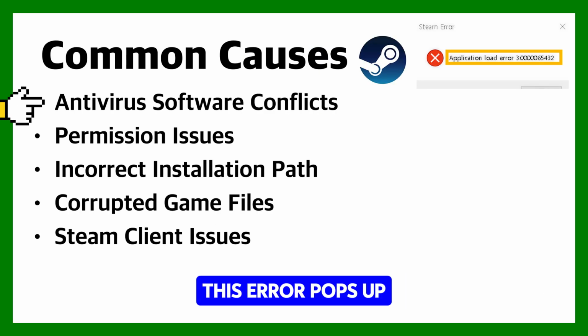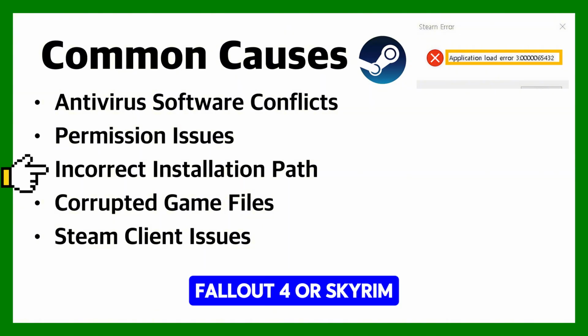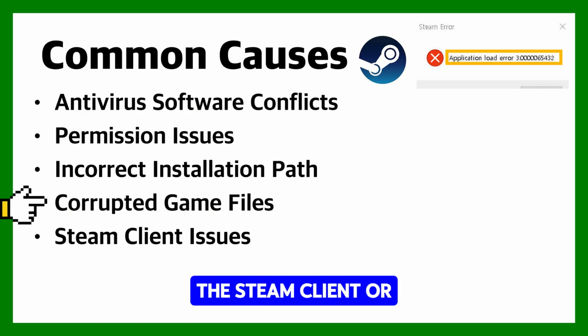If you're running into the application load error 3 aus 65432 on Steam, don't worry, I've got you covered. This error pops up when launching games, especially Bethesda titles like Doom, Fallout 4, or Skyrim. It happens during the game loading process, often because of issues with the Steam client or game files.